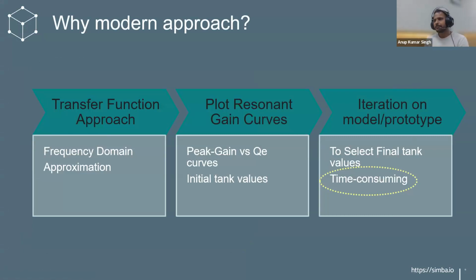In the transfer function approach, you calculate the transfer function in the frequency domain, and then you calculate the peak gain curves and resonant curves. From there you get the initial tank values. Why are they called initial tank values? Because you have made an approximation on the frequency side: to get the transfer function, you have to approximate it to the first harmonic.